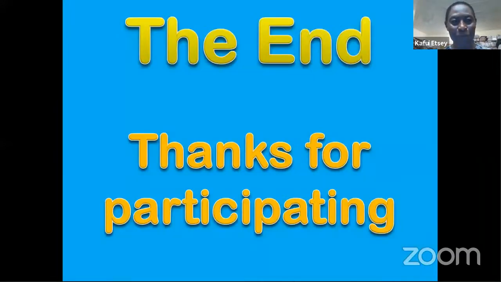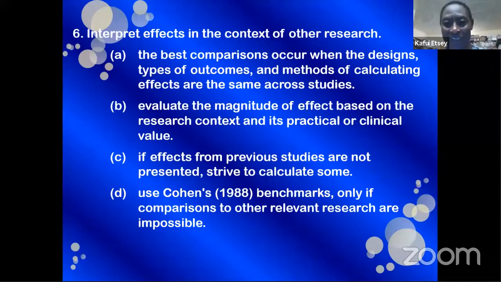Okay, that's the last one. Interpret the effects in the context of other research. So the best comparisons occur when the design, the types of outcomes and methods are the same across studies. Then evaluate the magnitude of the effect based on the research context and its practical or clinical value. Then if effects from previous studies are not presented, then strive to calculate some. And finally, use Cohen's benchmarks, which I showed you already, Cohen 1988 benchmarks, only if comparisons to other relevant research are impossible.